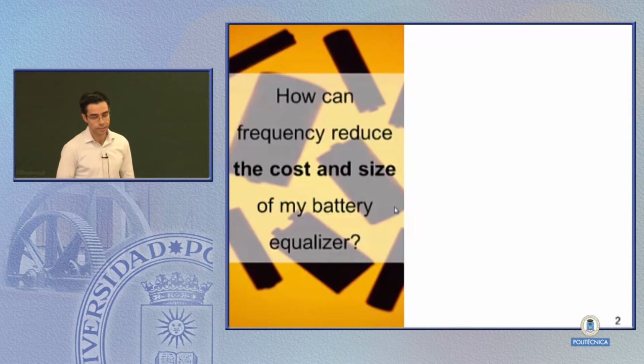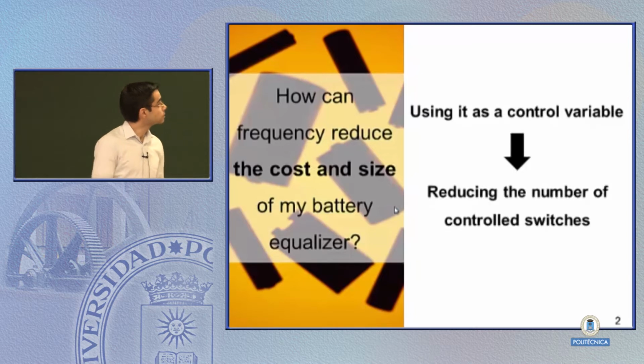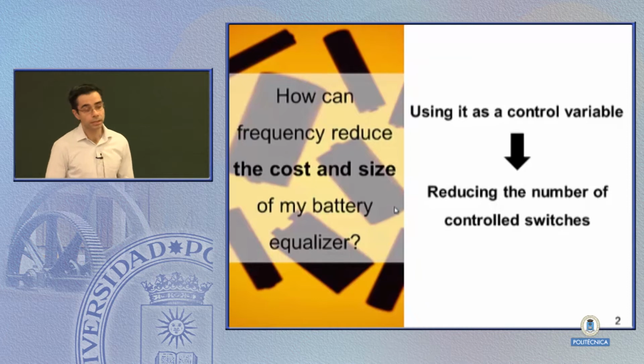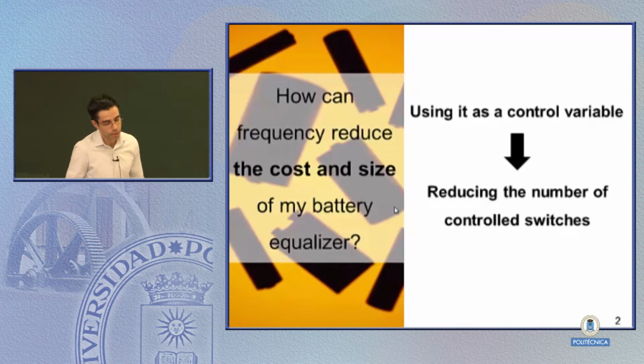And the answer is the thing that I'm going to try to explain along this presentation, but the answer can also be synthesized in this sentence: using frequency as a control variable. Because if I use the frequency as a control variable, I'm going to be able to reduce the number of control switches, which is the main disadvantage of not all, but many battery equalizers.